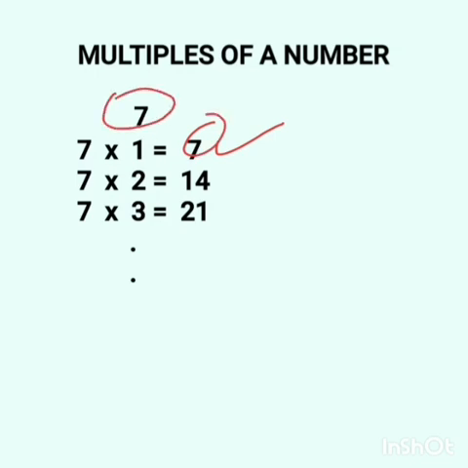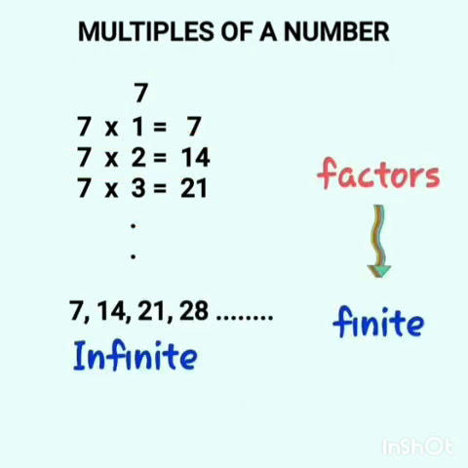So 7 multiplied by 2 is 14. So 14 is another multiple of 7, right? If a number is multiplied with 7, we get multiples of 7. Got it? And 7 multiplied by 3 is 21. And the list would continue forever. So the multiples of 7 are 7, 14, 21, 28 and so on. Right? This proves that the list of multiples of a number is infinite. Whereas the number of factors of a number is always finite.